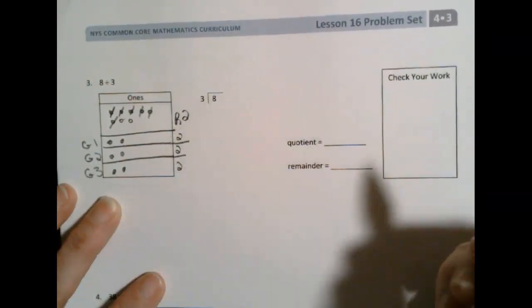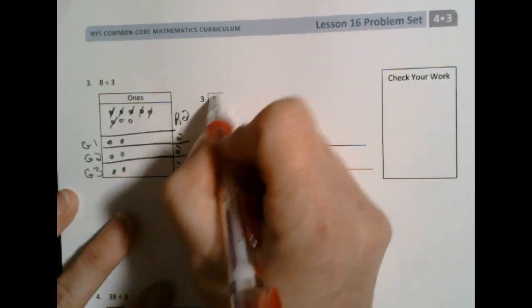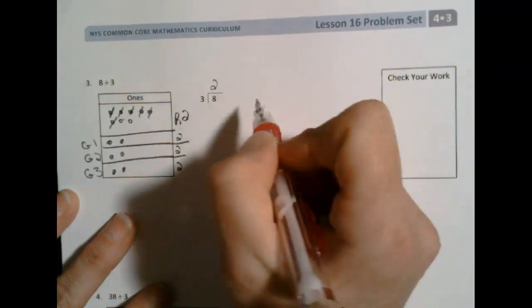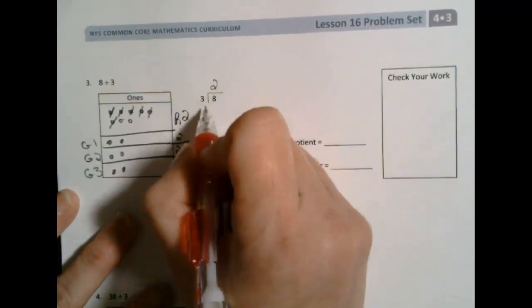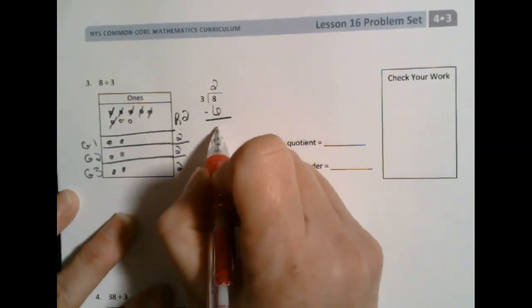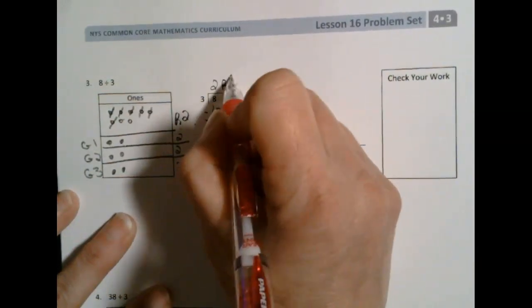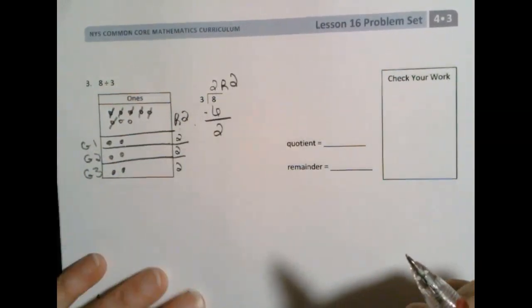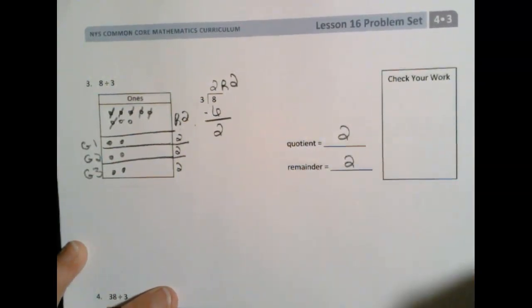So let's see what it works out as if I multiply it over here. So I know if I take 3 times 2, that's going to get me close to 8. That's what I have here. 3 times 2 would be 6. And if I subtract 8 minus 6, well, looky there. I have 2 left over, just like I did on my place value chart. So my quotient is 2. I have a remainder of 2.